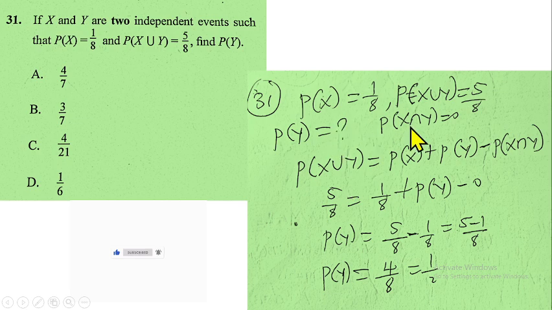This is equal to 0. So this is given to us as 5 over 8 equals probability of S, which is 1 over 8, plus probability of Y minus 0. Collecting like terms, you have probability of Y equals 5 over 8 minus 1 over 8. If you find the LCM, that gives us 5 minus 1 over 8, and that gives us 4 over 8, which is 1 over 2. But if you look at the options provided, none of the options is correct. I stand to be corrected, but I think there's an error or mistake in the question. If I'm wrong, you may drop a comment on this.